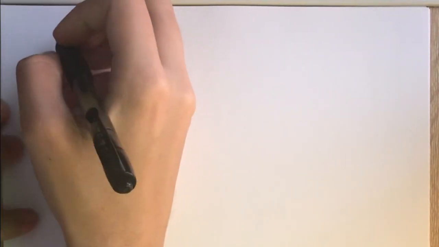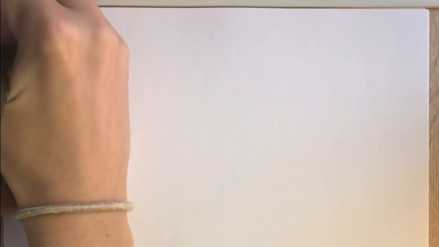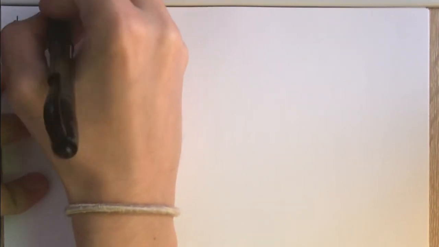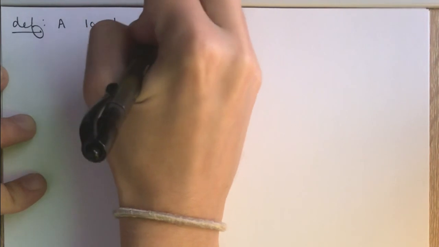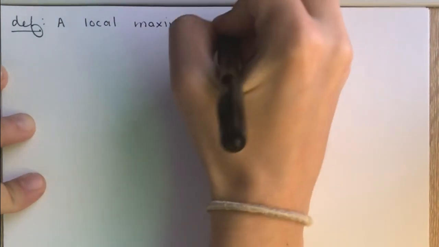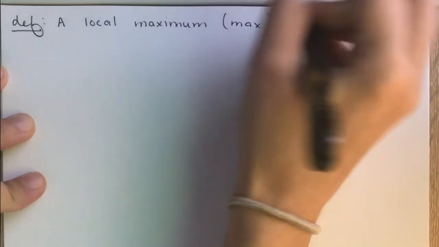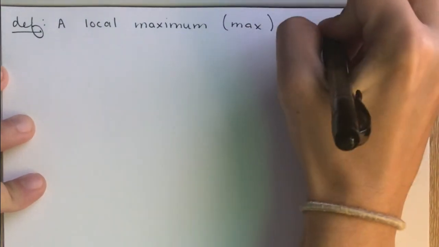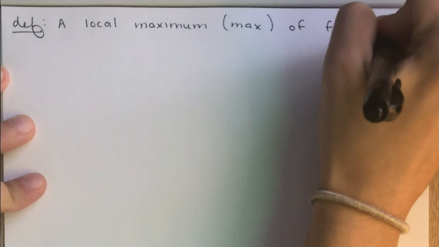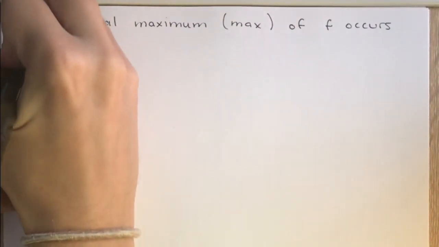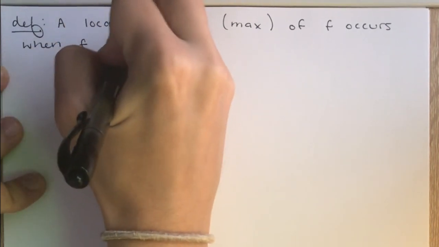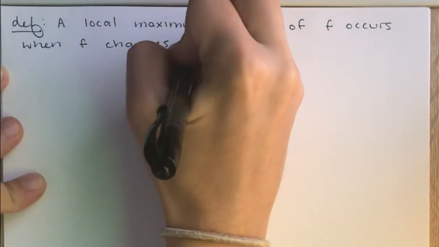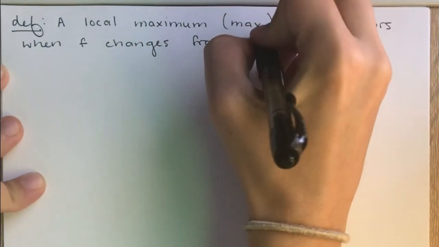All right, so we've talked about increasing and decreasing. Now let's talk about max and min. So, definition: a local maximum, max for short, of f occurs when f changes from increasing to decreasing.